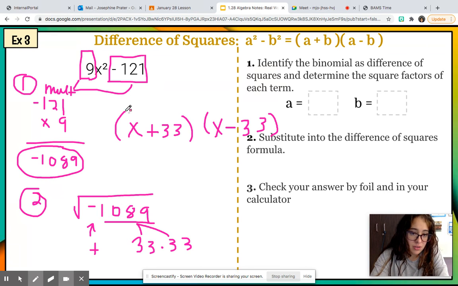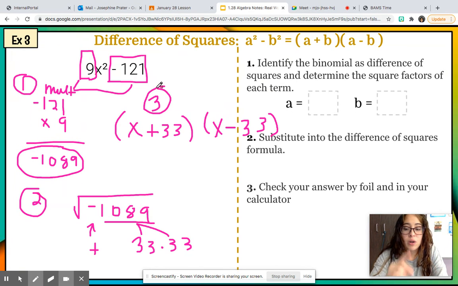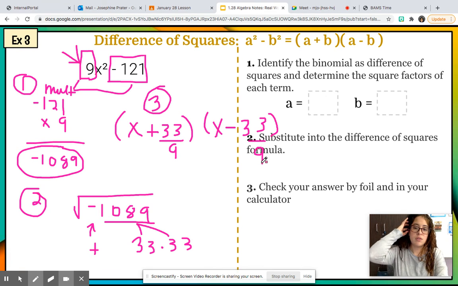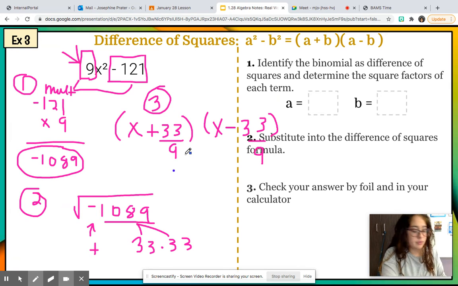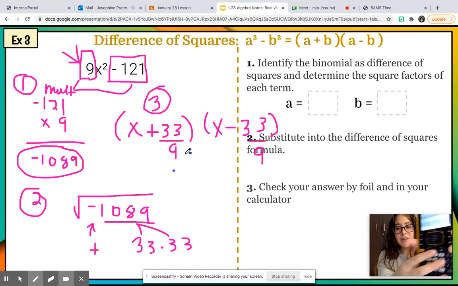But don't be fooled by this. This is step 3. We're not finished. This will not work if you don't finish this off correctly. So what I'm going to do now is take my coefficient, the 9, and divide by 9 to my terms. Okay? So 33 divided by 9. I'm going to simplify. You can simplify in your calculator. Did you know that? So 33 divided by 9. It simplifies for you.